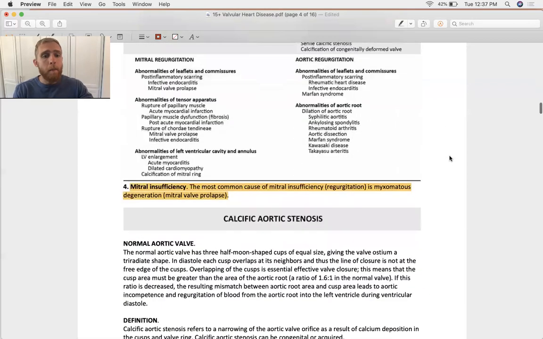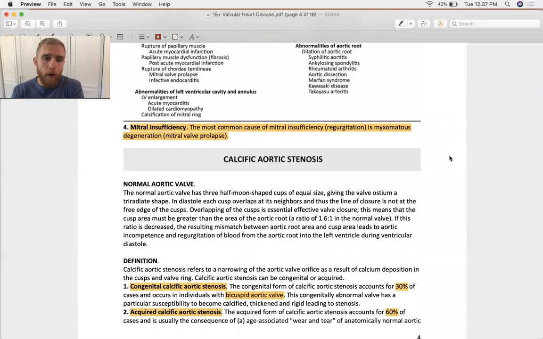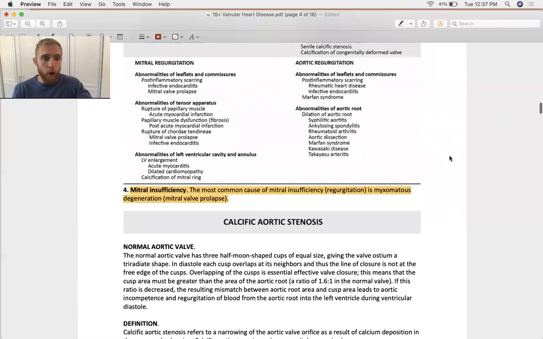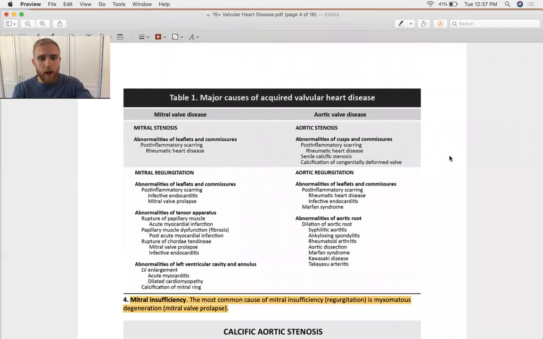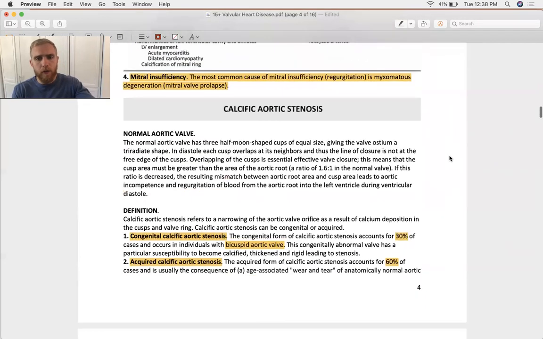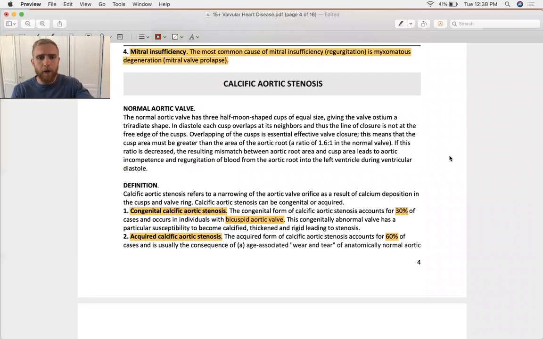And then finally, mitral insufficiency or mitral regurgitation, also known as mitral valve prolapse, is most commonly due to an underlying cellular pathology called myxomatous degeneration. And so of these four, I would say, know the most common causes of each valve disease, and pay attention throughout the text to why they're occurring.